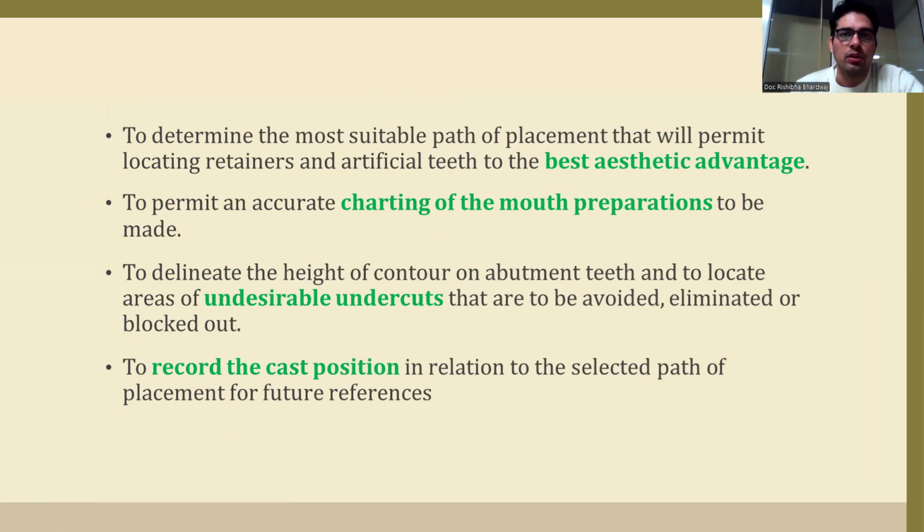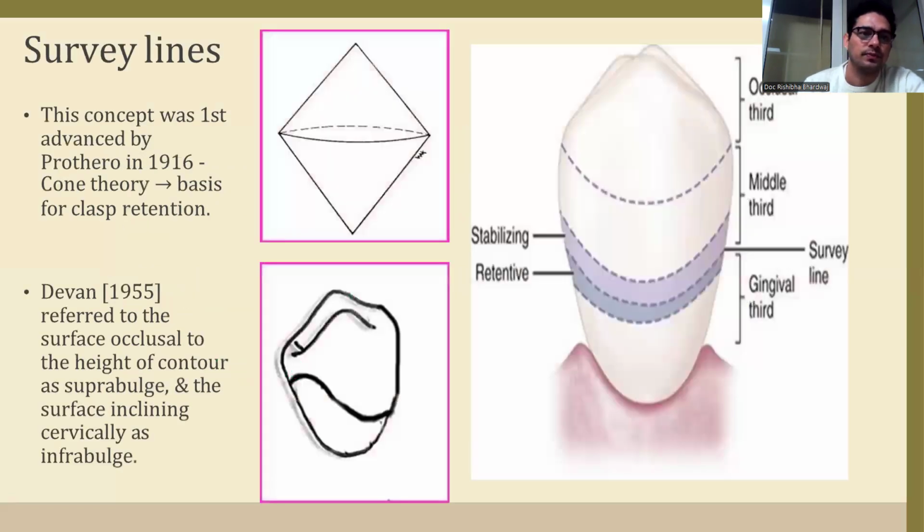To determine the most suitable path of placement that will permit locating retainers and artificial teeth to the best aesthetic advantage. To permit an accurate charting of the mouth preparation to be made. To delineate the height of contour on the abutment teeth and to locate areas of undesirable undercuts that need to be avoided, eliminated, or blocked out. To record the cast position in relation to the selected path of placement for future reference.